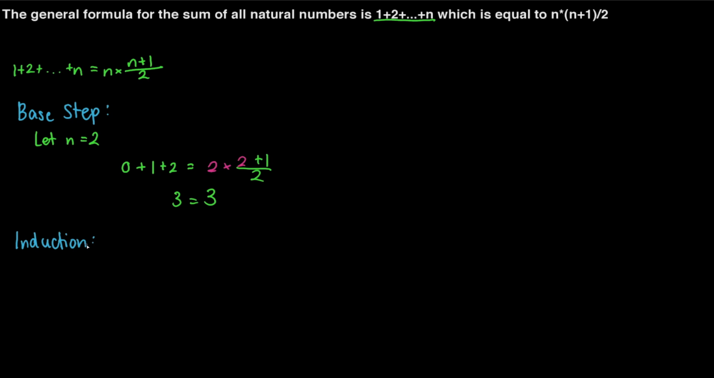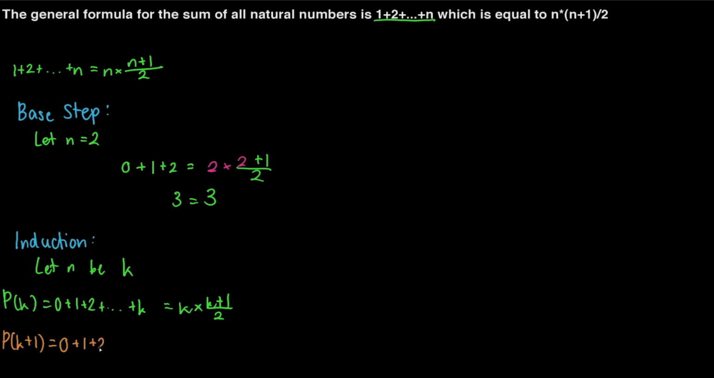First, we need to obtain P of k, which is obtainable by just replacing n in P of n with k. Doing so, we will get 1 plus 2 plus all the way to k is equal to the product of k and the sum of k plus 1, which is then divided by 2. Now that we have obtained P of k, and knowing that we have proven that P of n holds, we know that P of k holds. Since P of k holds, we must prove that P of k plus 1 must hold. But before that, let's find P of k plus 1.